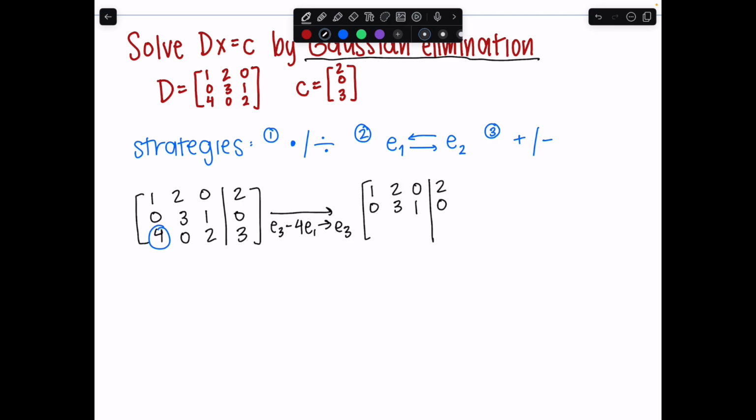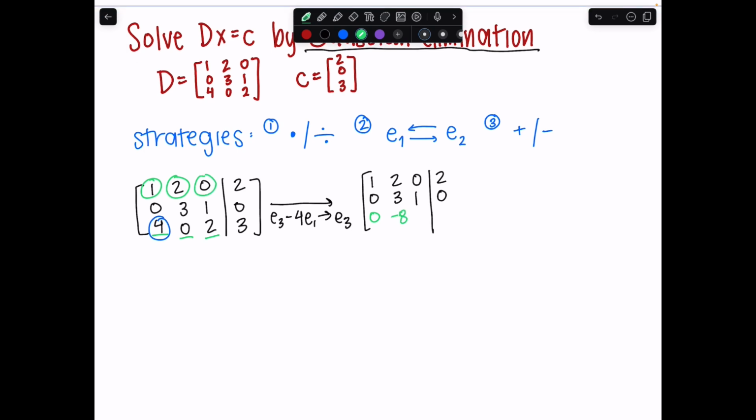And now we'll take 4 minus 4 times 1, which will be 0, 0 minus 4 times 2, which will be negative 8, and 2 minus 4 times 0, which will be 2. And you have to do the same for the other side of the equation, so 3 minus 4 times 2 will be negative 5. Now let's get this 3 down to 1, since that will be our pivot for the row. To do this, we can simply divide equation 2 by 3.